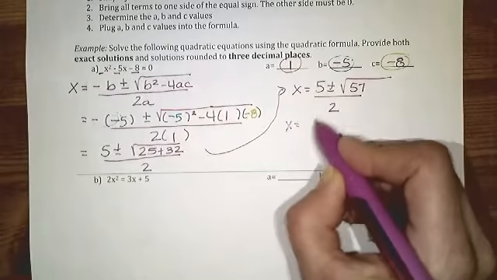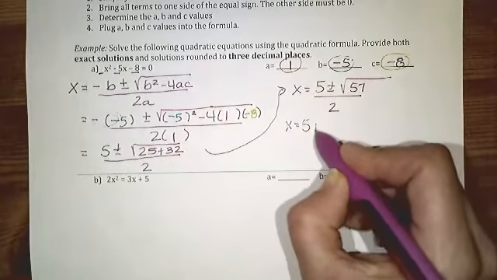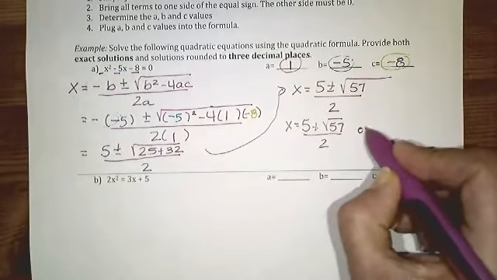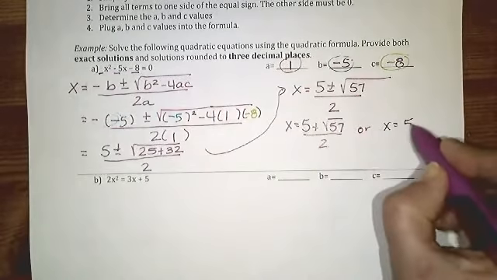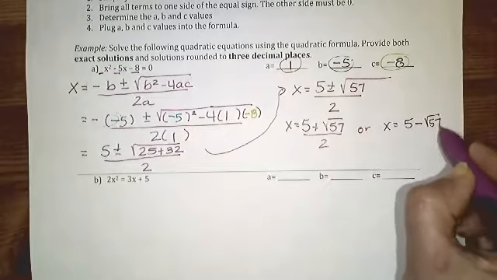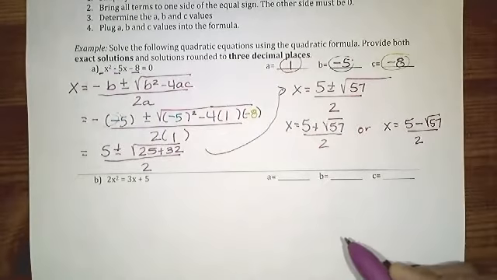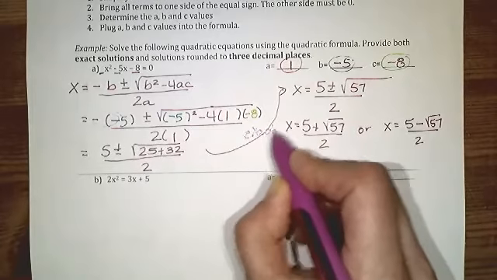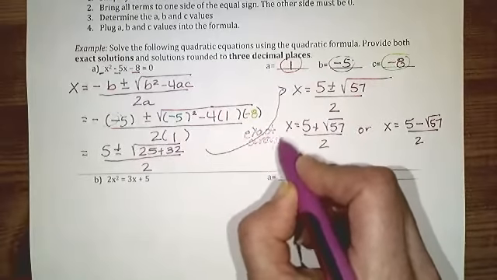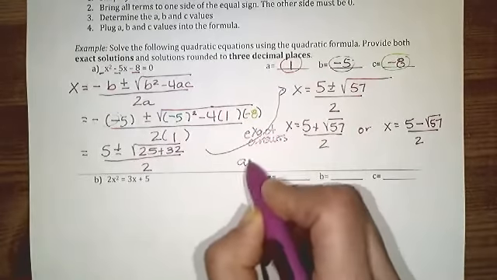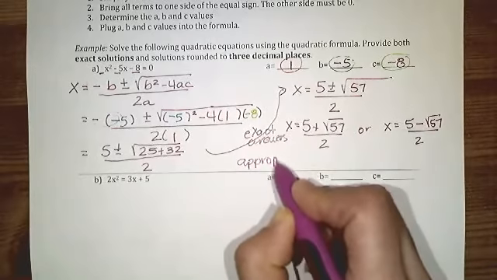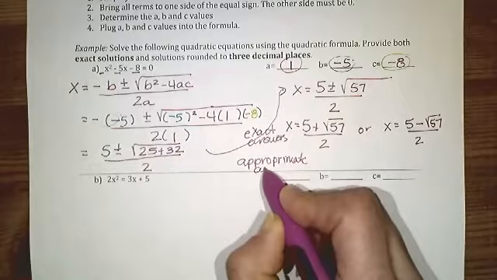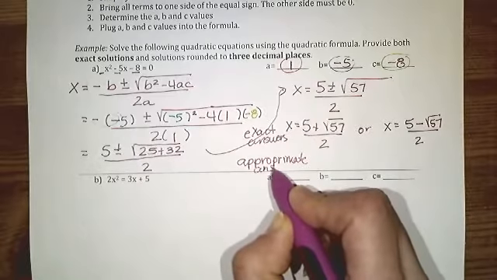So our exact solution is, first we'll take 5. We're going to add root of 57 over 2. Or the other answer would be x is equal to 5 subtract root 57 divided by 2. These are called exact. This is our exact answers. Now our approximate answers, or our rounding ones, is when we just put the values into the calculator.